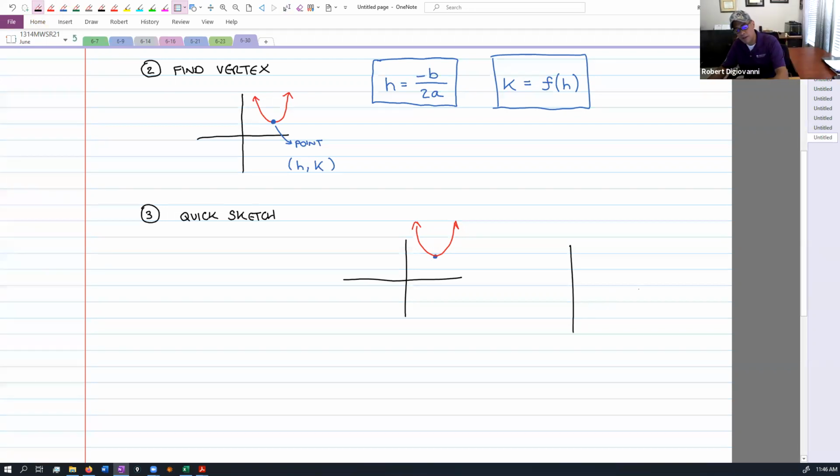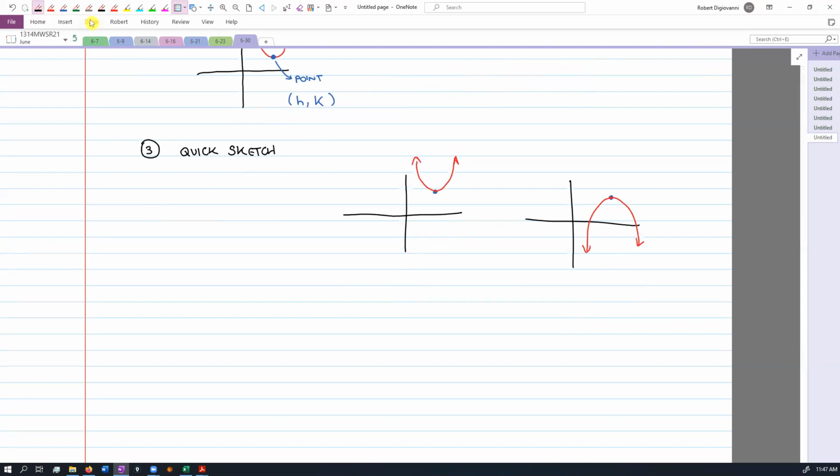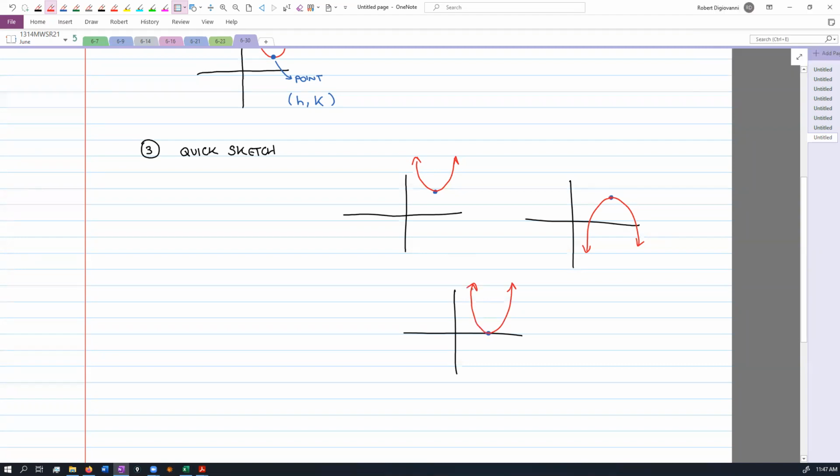Now, what if you had done the problem and you had said, oh, the vertex is here, but it opens down? Then what could you tell me? How many x-intercepts would you have? Two, right? We have 2. What if you do it and you find that the vertex is here on the x-axis and it opens up? How many x-intercepts would you have? Just 1. Just 1 in that case, you see?